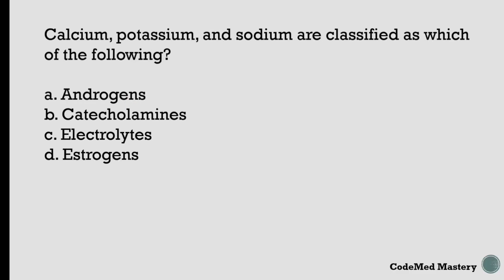Next question. Calcium, potassium and sodium are classified as which of the following? Option A androgen, option B catecholamines, option C electrolytes, option D estrogens. The right answer is option C electrolytes.